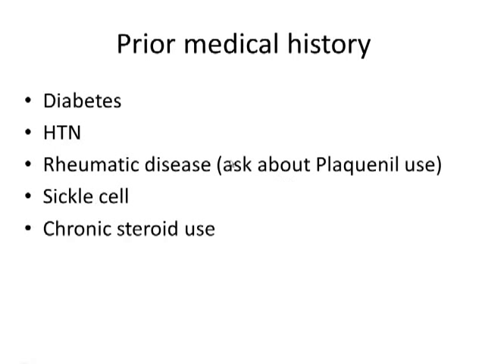Okay, and then prior medical history of the patient, things to pay attention to: diabetes, hypertension, and rheumatic disease all have ocular manifestations that can lead to blindness, so it's pretty important to know if your patients have these, whether or not they're seeing an eye doctor. In terms of rheumatic disease, ask about Plaquenil use. Plaquenil is a drug that's a disease-modifying agent, but it does have ocular toxicity that is dose-dependent. So if somebody's on Plaquenil for a really long time, you should make sure that they're seeing an eye doctor.